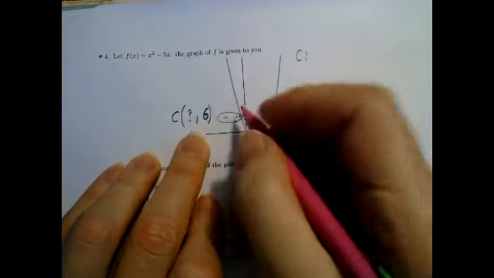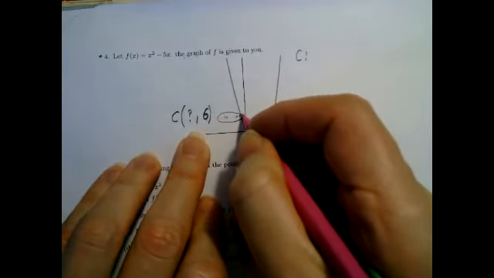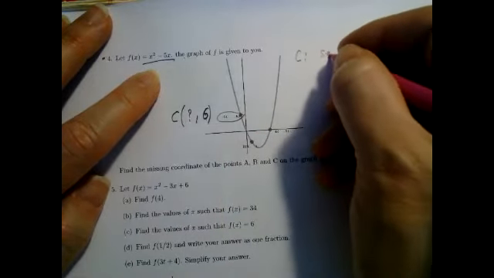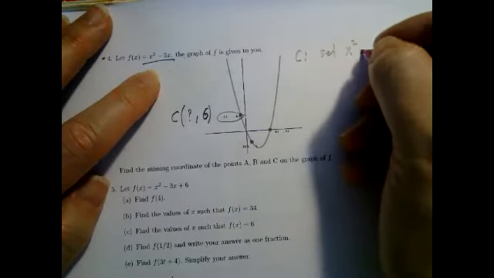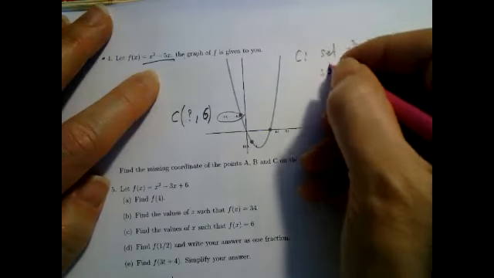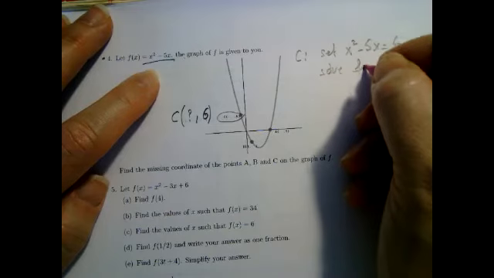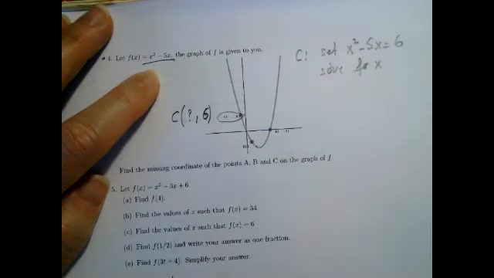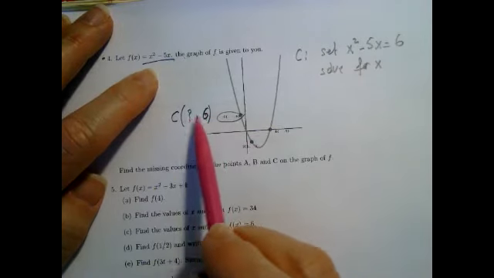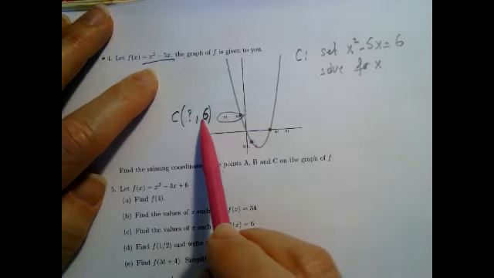If I'm giving you a C, it means I'm giving you the y coordinate, and I'm asking you to find the x. So my function is x squared minus 5x. To find the point C, we have to set x squared minus 5x equal to 6 and solve for x. That's really it, because giving you a formula means I'm giving you the relation between the input and the output.